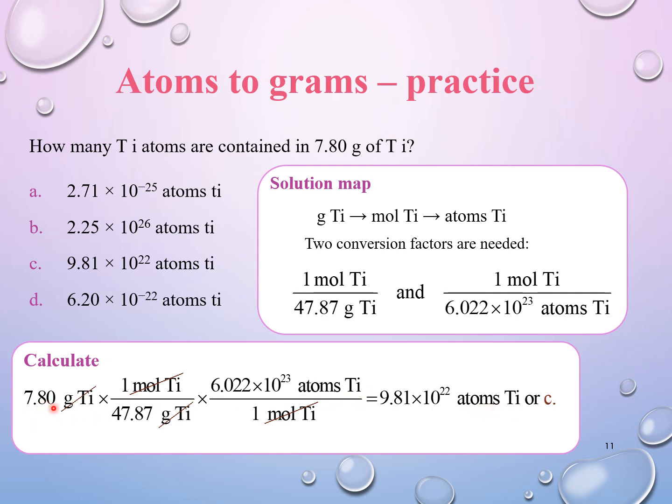You take 7.80 divided by 47.87 times 6.022 times 10 to the power 23. You will get 9.81 times 10 to the power 22 atoms of titanium. So in this case, our answer will be C.